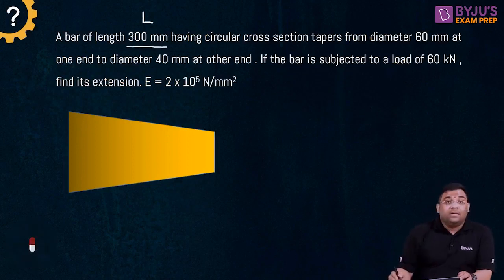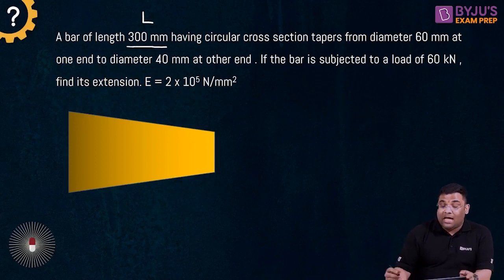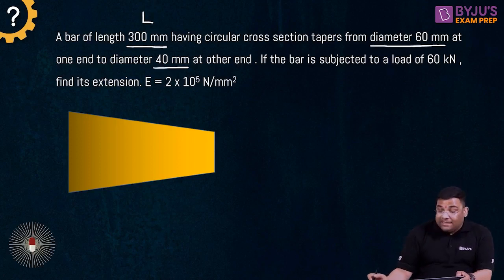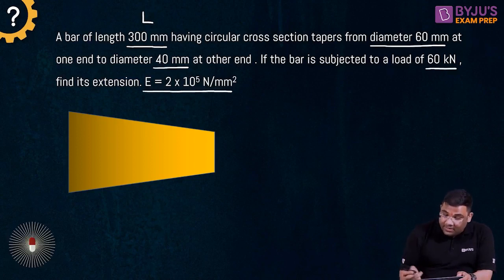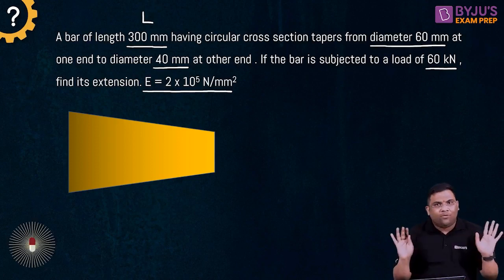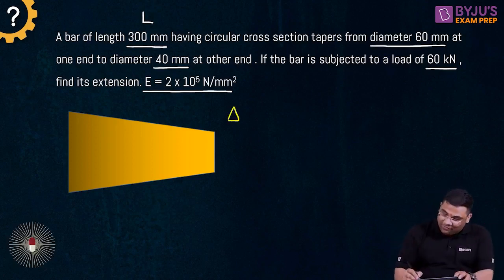This is the length. The circular cross-section area tapers from diameter 60 mm to 40 mm at the other end. If the bar is subjected to a load of 60 kilonewton, and the E is this, we have to find its extension. So directly I can use the formula, right? Yes, directly can use the formula.